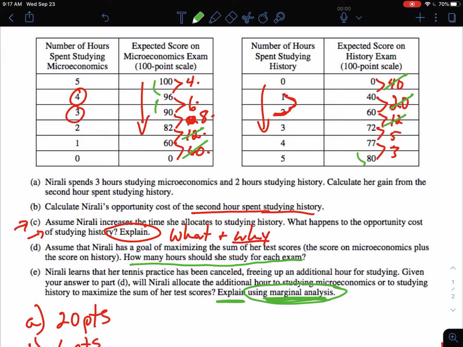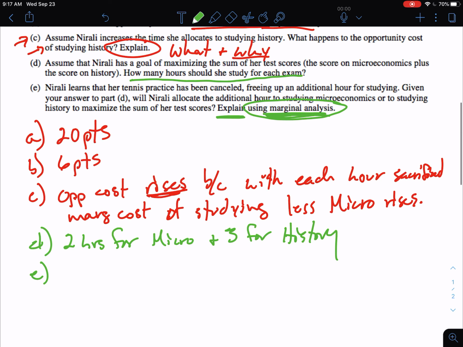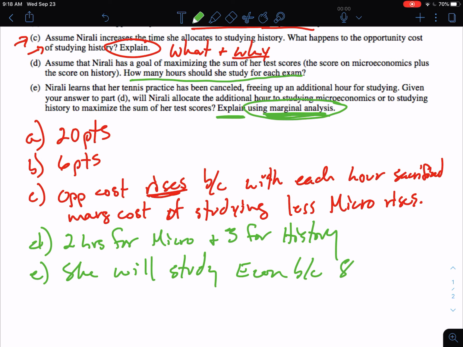If she spends the 6th hour on micro, she'll gain 8. If she spends the 6th hour on history, she'll gain 5. And of course, 8 is bigger than 5. So your answer: she will study econ because 8 points is better than 5. And that's it, guys.